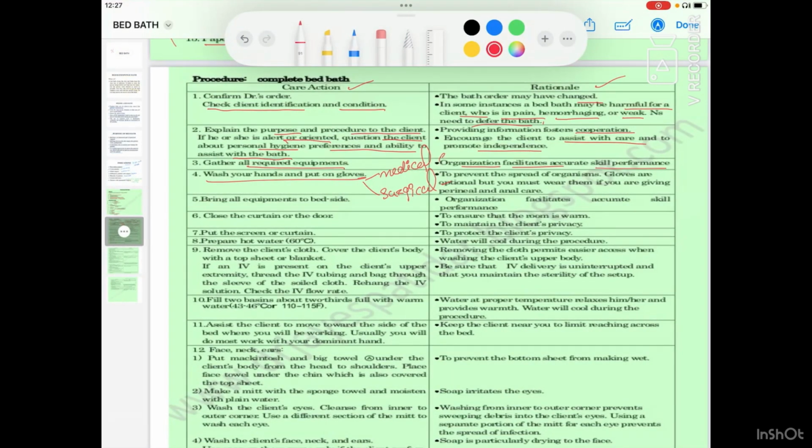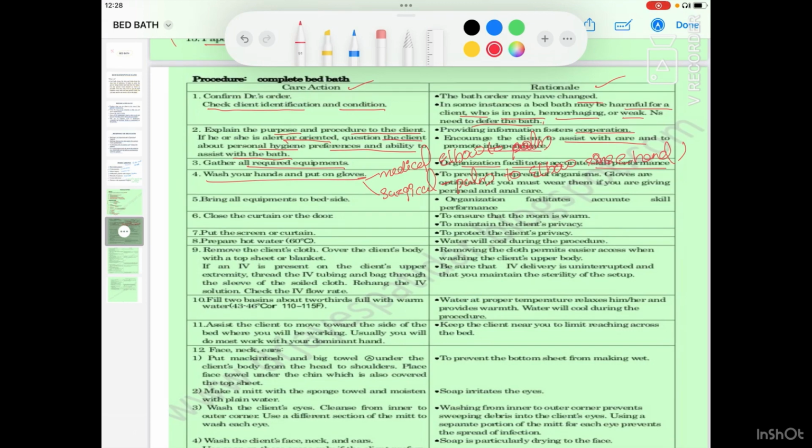Here it means elbow to palm. Sorry, here palm to elbow. That means we will rinse the hand. Okay, so that is it.